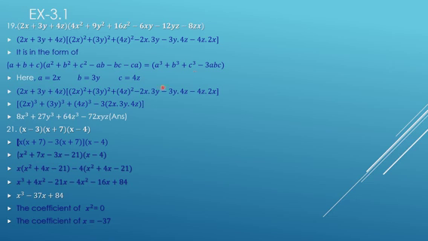Now this is in the form of this formula: a plus b plus c multiplied by a square plus b square plus c square minus ab minus bc minus ca. When you actually add all these terms, because a few terms are common in the two expressions, you'll get a cube plus b cube plus c cube minus 3abc. So this is the overall formula for this kind of sum.